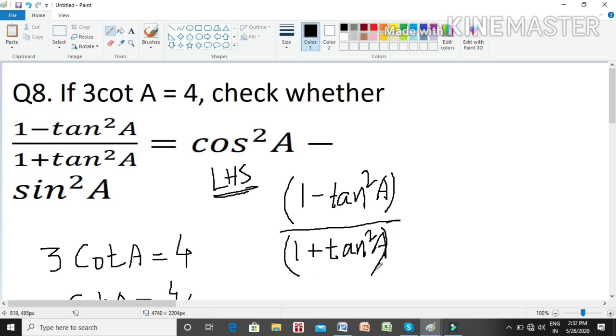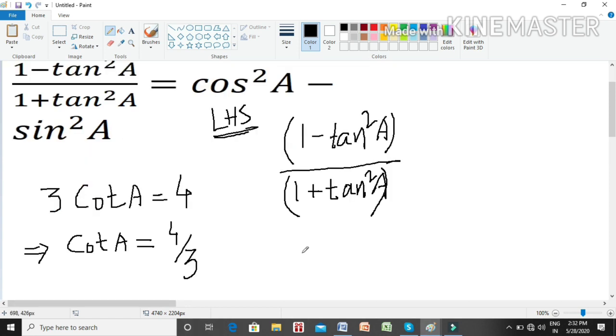Okay, so we can do two things. Since we know the value of cot A, we can know that the value of tan A is just the reverse of that. Once we know the value of tan A, we can also know the value of tan square A. Once we know the value of tan square A, we can put the value in this particular expression and we can get the result. So this is one way of solving this particular question. So let us solve it this way only, since it's a very easy thing to do as well.